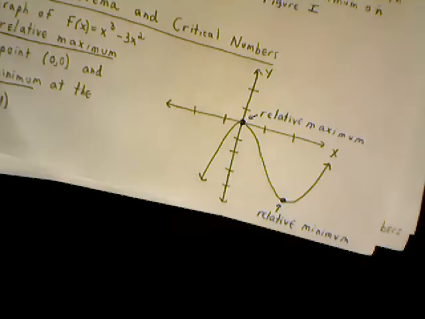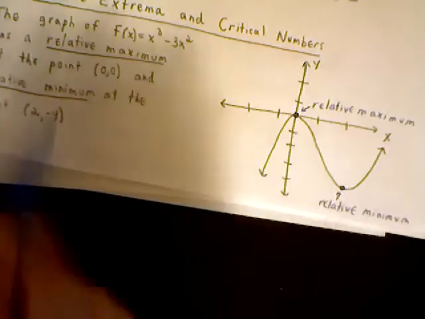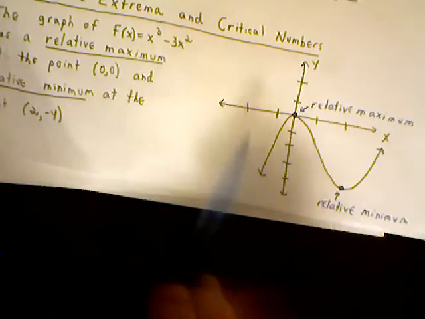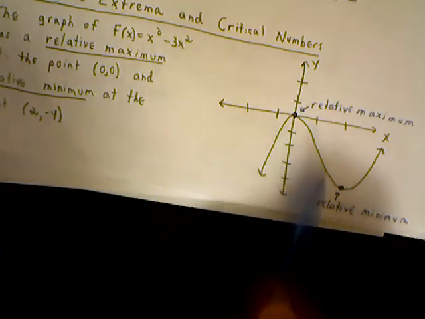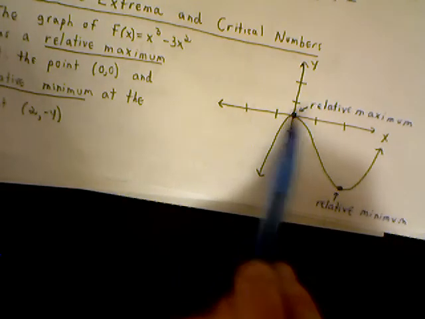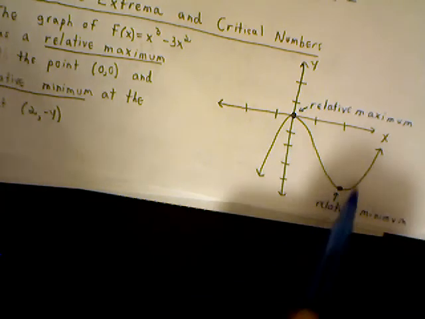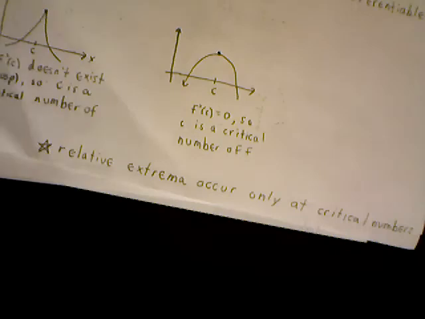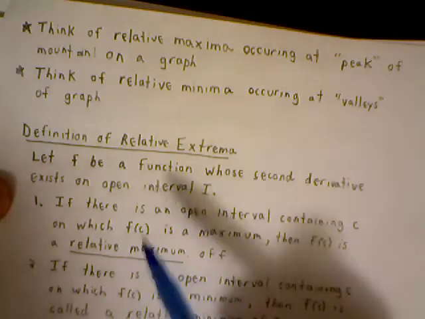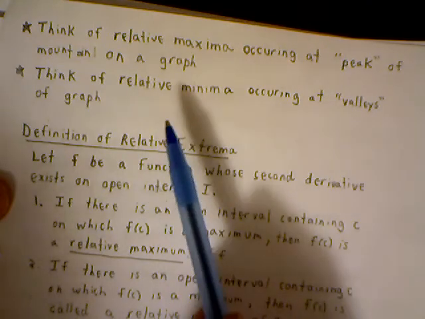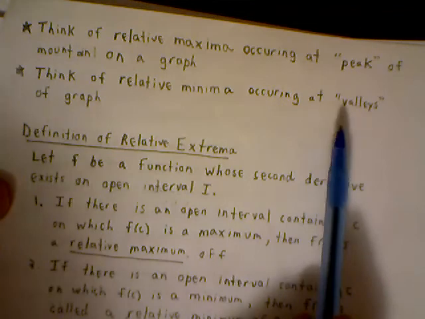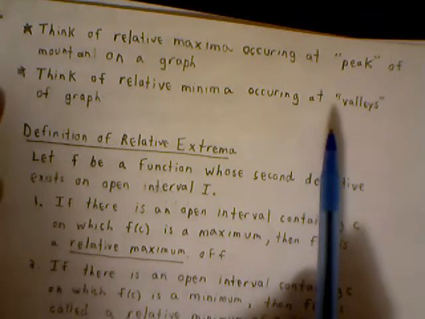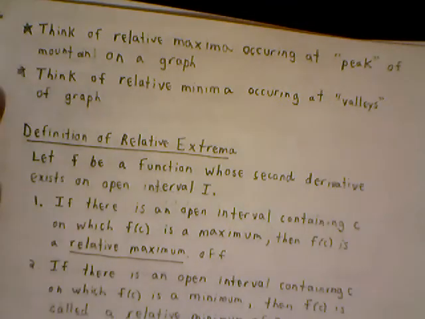All right. So again, relative maxima occur at like the exact top of a hill, and relative minima occur at the bottom of a valley. So I even wrote that down for you. Think of relative maxima as occurring at the peak of a mountain on a graph, and relative minima occur at the valleys of the graph. So whenever you're looking at a graph, you can kind of apply these concepts.